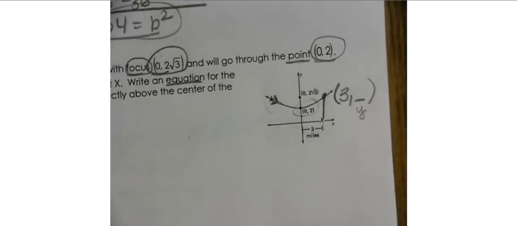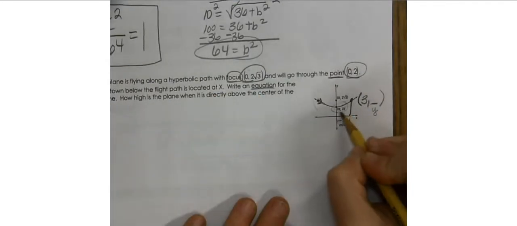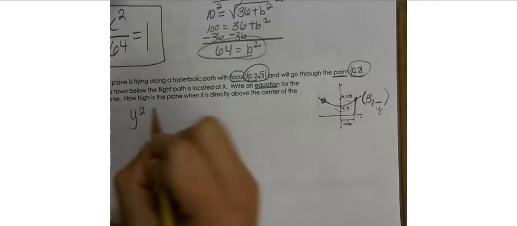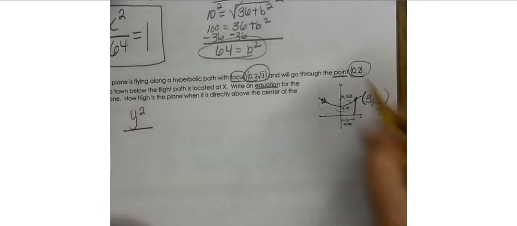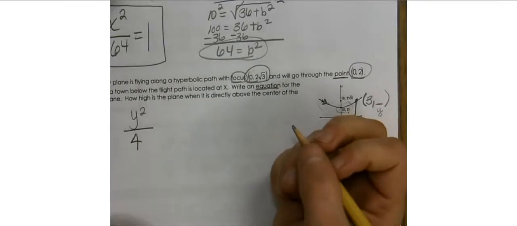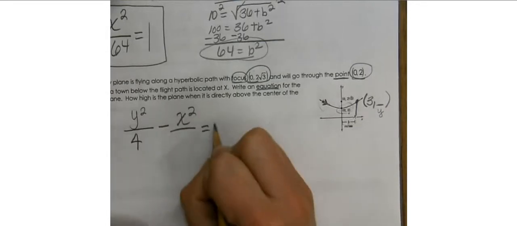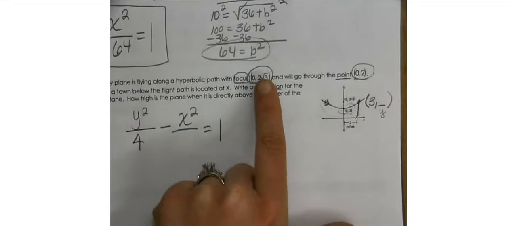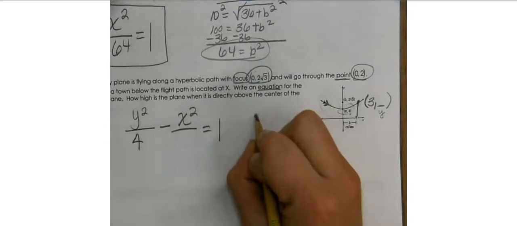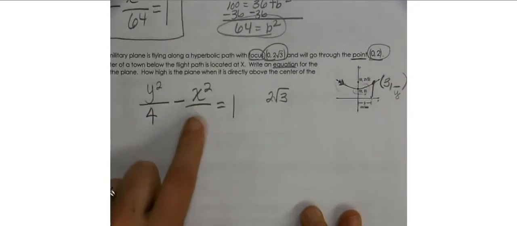Okay, so based on what we're given, notice that this hyperbola is pointing up. So that tells me that y squared will go first. Our y value is 2, and 2 squared is 4. So that's going to be y squared over 4 minus x squared over some number equals 1. And I was given my foci, in this case, 2√3. So I'm going to use my equation that we talked about up here in order to figure out what's going to go below the x squared.